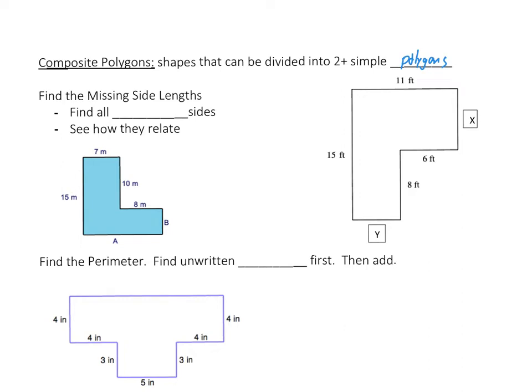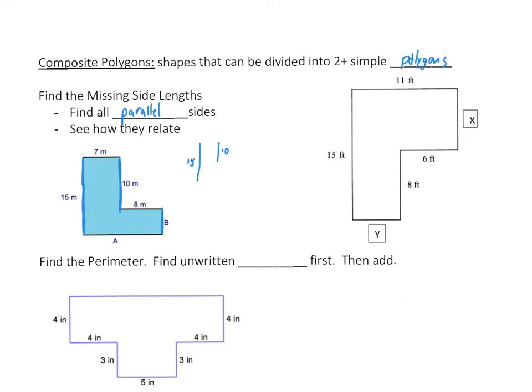To find missing side lengths, we need to find all the parallel sides. So we'll do it with this example down here, and I would like you to draw this. So let's find B. I'm going to do it in blue. We find the other sides that are parallel to B. We have 10 here, and we have 15 here. Those are all parallel. I'm going to draw it over here. There's my 15.